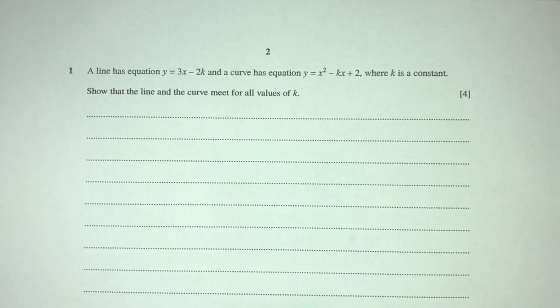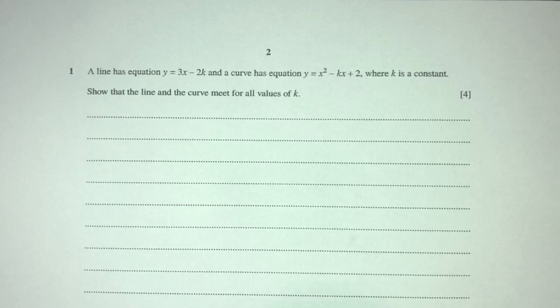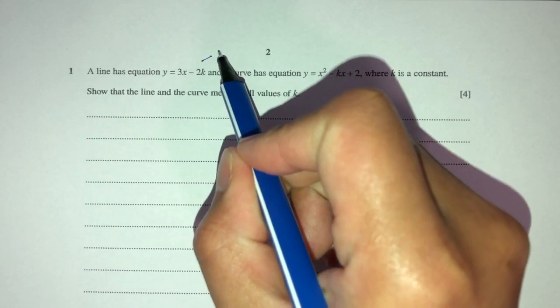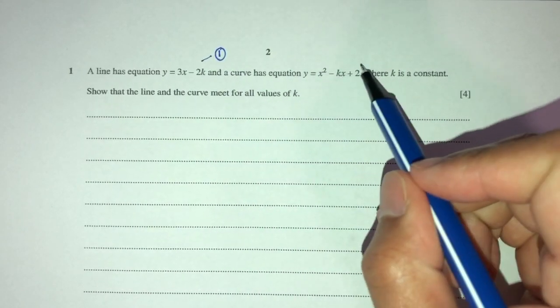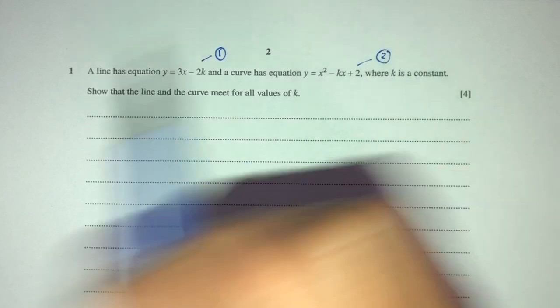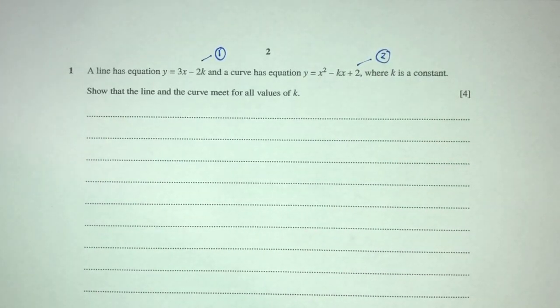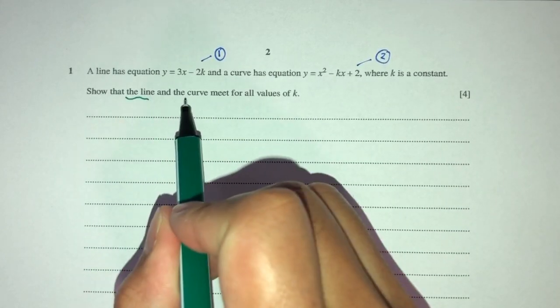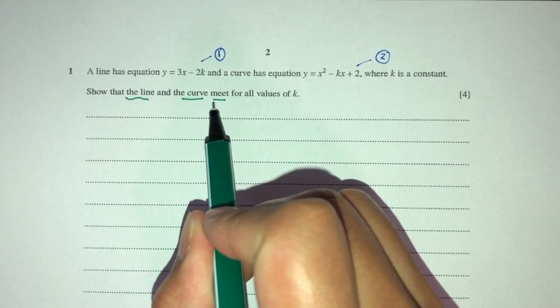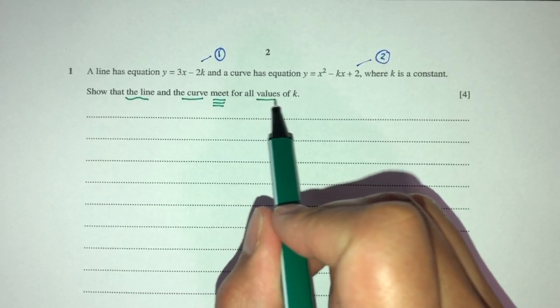Now, let's move on to question number 1. So, a line has equation this. This is my equation number 1. A curve has equation this. Equation number 2. Okay. Now, let's see what is the question we have for you. So, we have to show the line and the curve meet, intersect, for all the values of k.